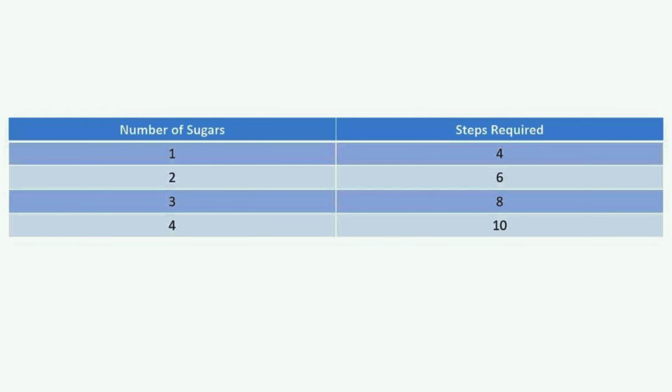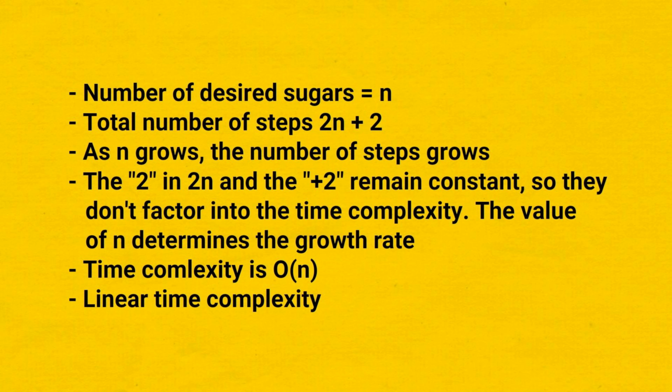Now, the big O notation is a way of expressing the complexity related to the number of items that an algorithm has to deal with. It's written as a capital O followed by an expression in parentheses. So let's work out the big O value for our sugar algorithm. It's conventional to designate the number of items by n. So in our case, the number of desired sugars will equal n.